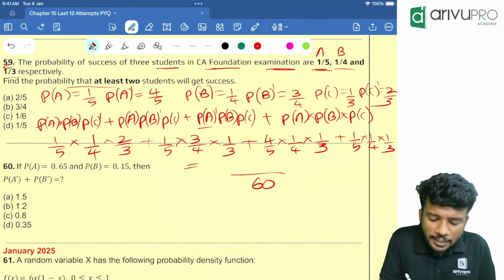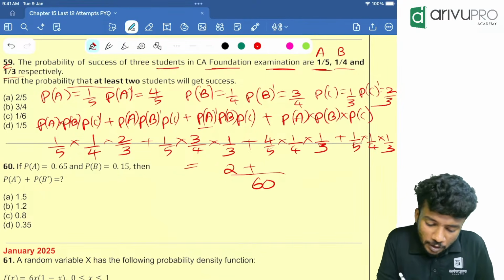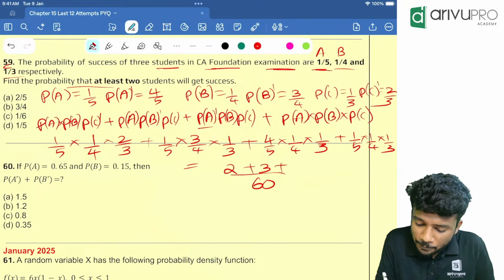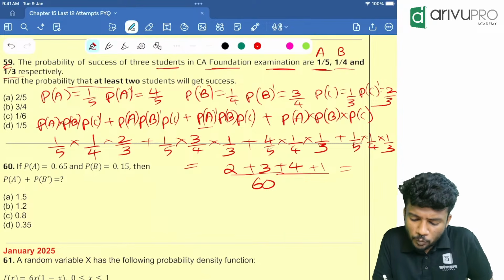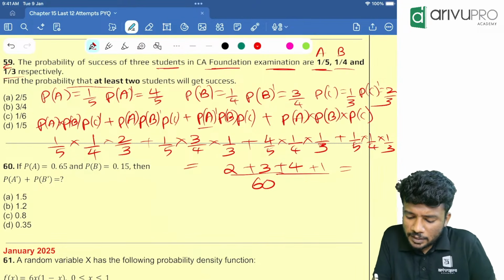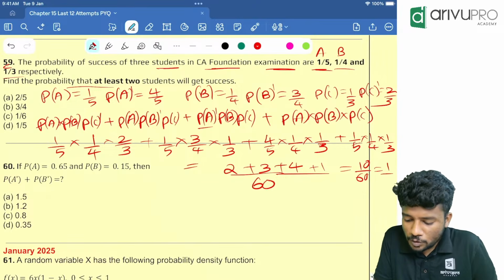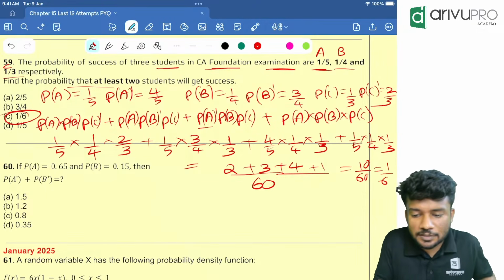60. Now, 1 into 1 into 2 is 2. Plus, then 1 into 3 into 1 is 3. Plus, 4 into 1 into 1 is 4. Plus, 1, which is equal to 5 plus 4 plus 1 is 10 by 60, which is equal to 1 by 6. Option C is your answer.